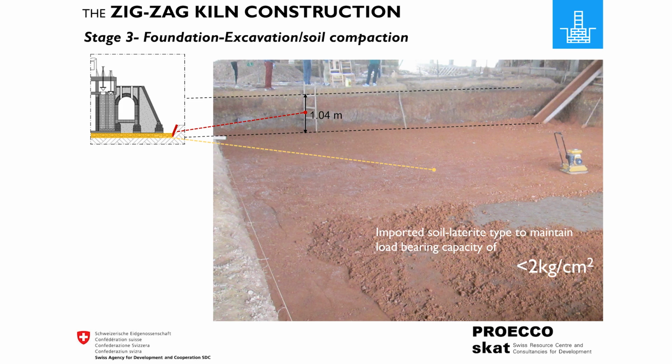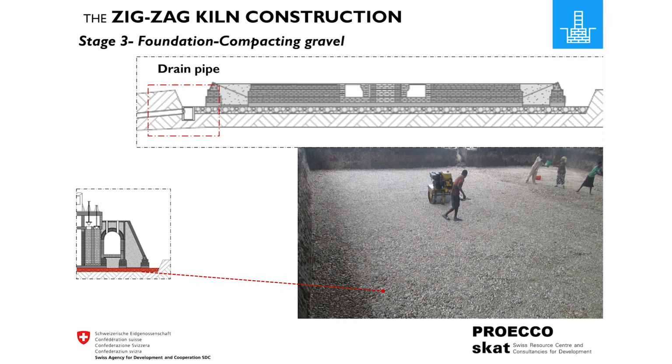If subsoil is found to be weak, better quality soil such as laterite is imported, and in most cases, 20 cm is added. The kiln infrastructure lifetime could be up to 100 years.